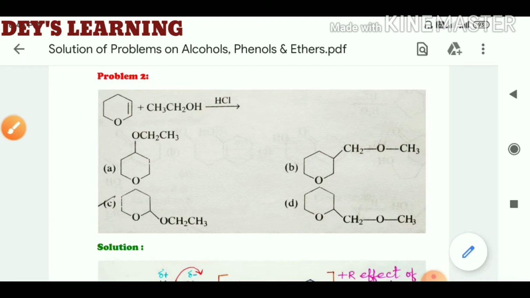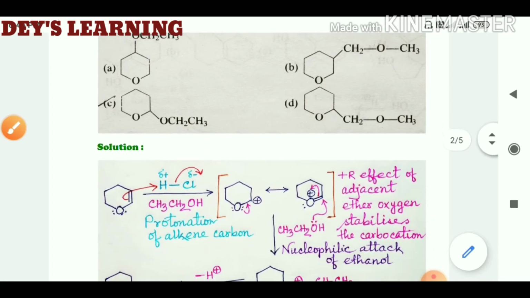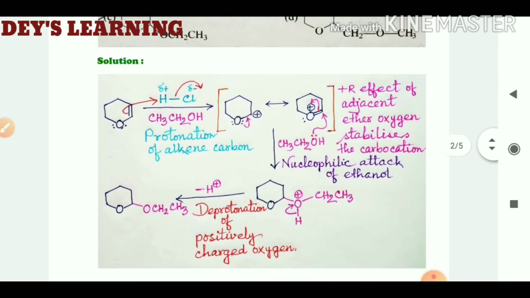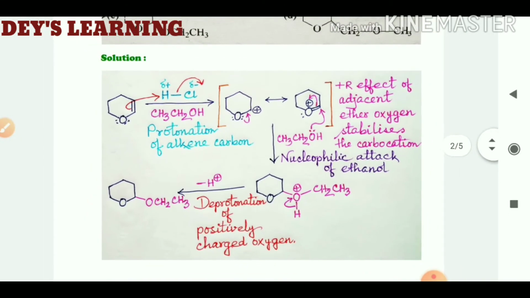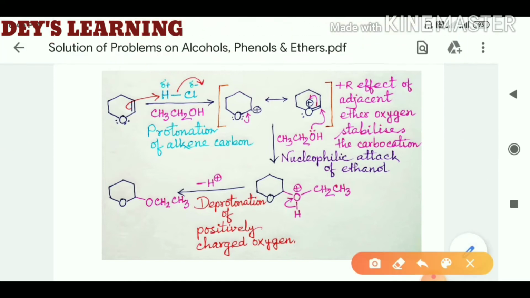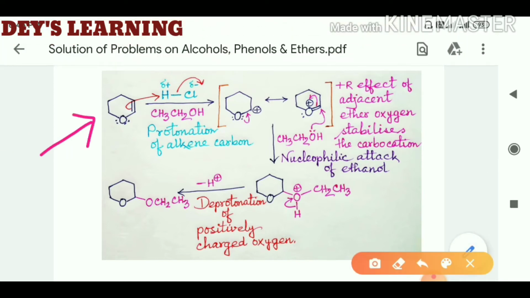And now we need to solve it. The solution is here. Okay, take a close look here. This molecule is given. Now this molecule in the first step, of course, will be protonated, because in hydrochloric acid medium, in acid medium, this double bond and oxygen containing compound must be protonated.